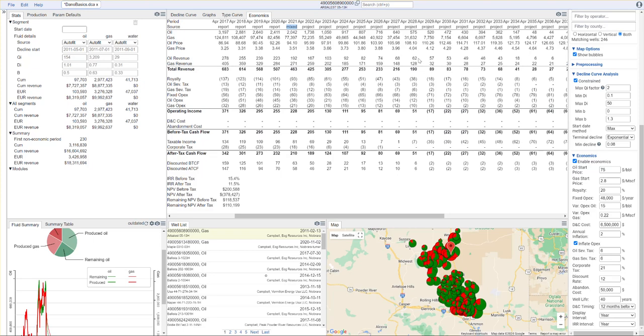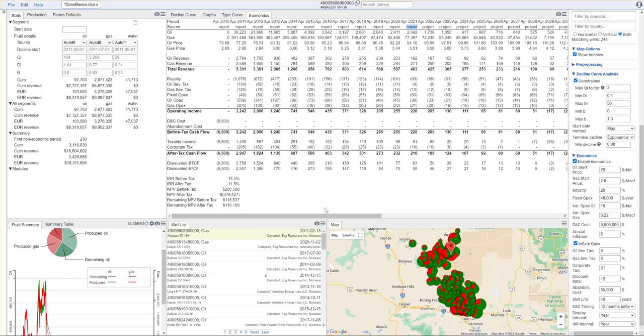It's quite important, and we can see, here in the case of this well, about 18 years into its productive life, that's where it switches from positive to negative on our before tax cash flow. So that's when this well would be shut in and brought offline.